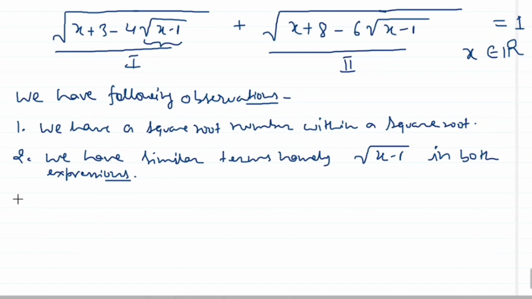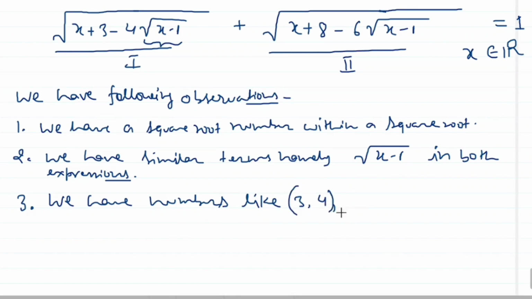Third observation, we have numbers like 3, 4 in one pair. Okay, I'm making pair and I will explain why. We have two numbers 3 and 4 in pair and 8 and 6 in pair.